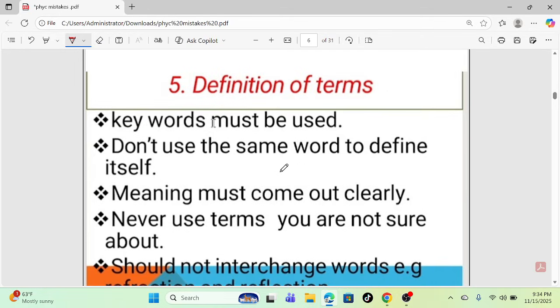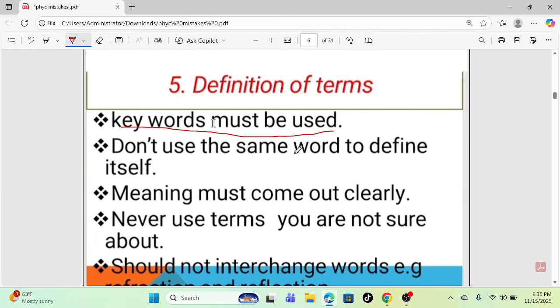Definition of terms. When you define a term, the keyword must be used. Do not use the same word to define itself. For example, what do I mean? In case one will define the term pressure, don't say pressure is.